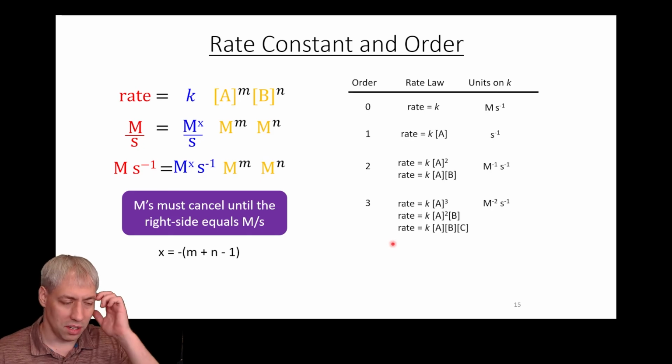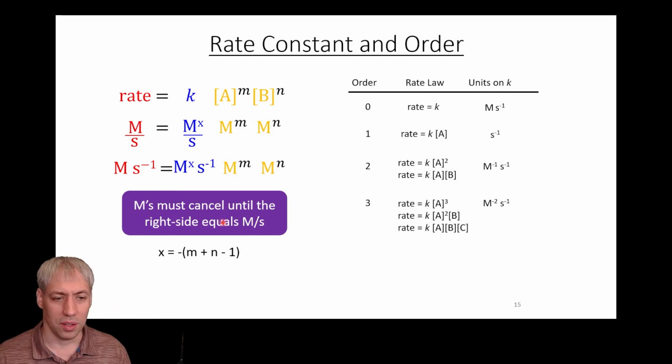And so it might be easier to conceptualize this way. This is the formalism, the equation behind it. But here we have rate laws, right? We have rate is equal to k, rate is equal to k to the 1, rate is equal to k to the 2, or rate is equal to k to a times b: zero order, first order, second order, third order reaction. The units on k change, and it's because they have to.